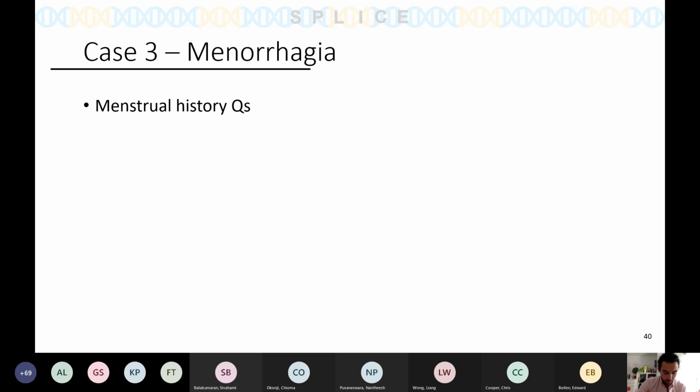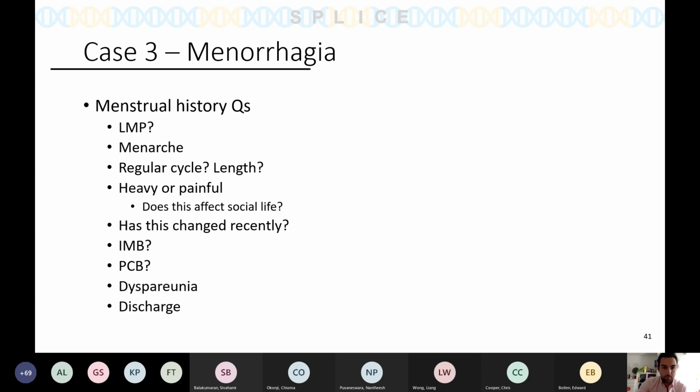Menarche, yeah, nice. Age, yeah, good. Cycle length, menopause. Regular, irregular, yeah, good stuff. So when was your last menstrual period? Ask about menarche, regular cycle, how long is it? Is it heavy? Is it painful? Does this affect your life? It's good to ask those questions early on. Has it changed recently? Have you experienced any intermenstrual bleeding or postcoital bleeding, pain on sex, and any discharge? So these are sort of things that you want to be covering in this section.